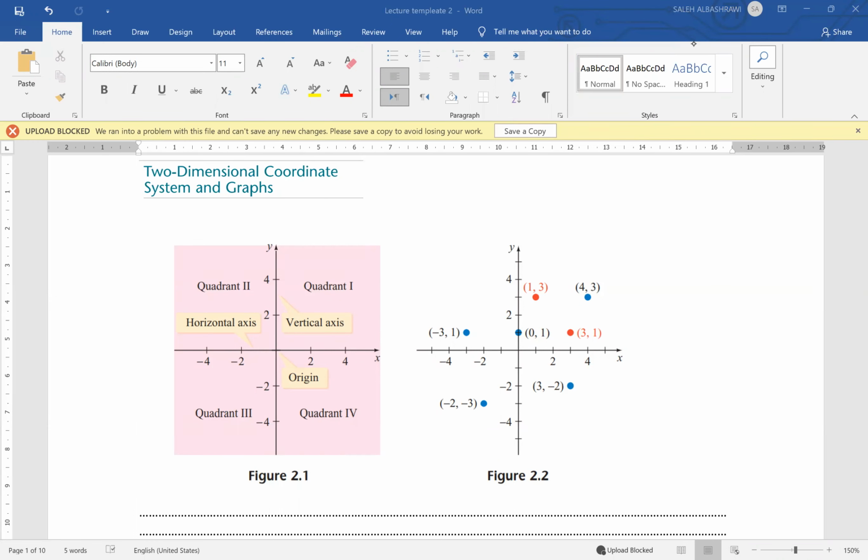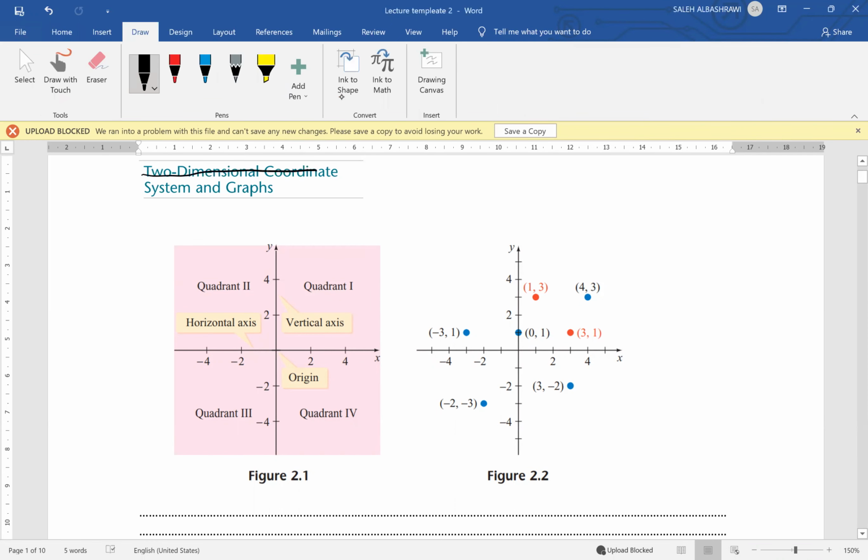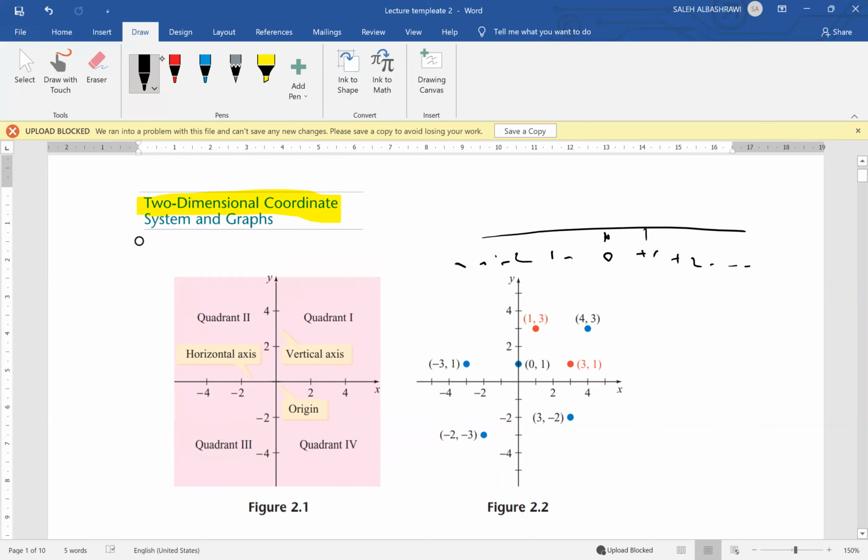Start with the definition of the two-dimensional coordinate system. What do you mean by two-dimensional coordinate? We know that for the real line, we have this line which starts from 0, and we have positive 1 to the right, positive 2 up to plus infinity, and we have minus 1 to the left, minus 2 up to minus infinity. This line is in one dimension, because we can move either to the left or to the right, and any point on this real line can be represented by a single number, a single value.